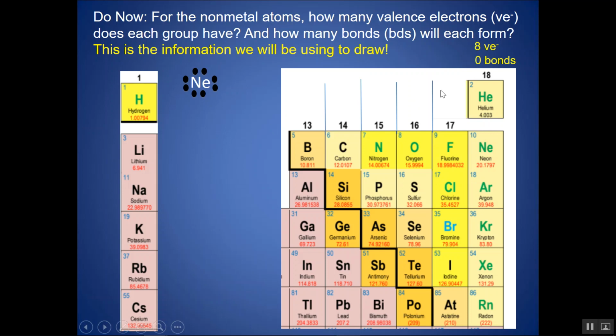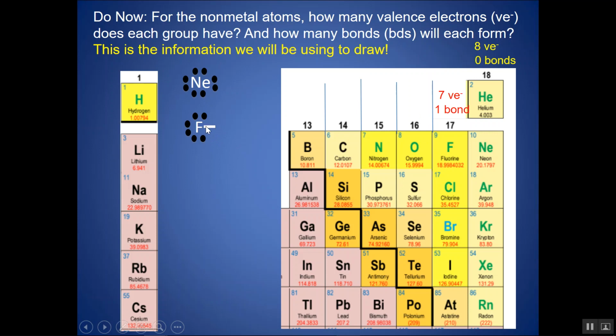Let's consider our next group, the halogens next to it, group 17. They're one short of the noble gases. They have 7 valence electrons. So how many bonds are they going to want to form? They need 1 more valence electron to get to 8, so they're going to form 1 bond. Each bond is going to give it an additional electron that it's sharing from another atom. So if I visualize this, fluorine bonded would look something like this.